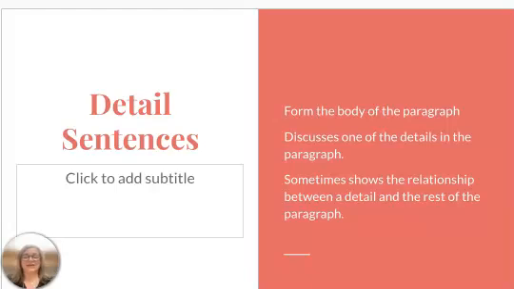All right, detailed sentences. They're going to form the body of the paragraph, just like we talked about. It discusses one of the details in the paragraph, and then it sometimes shows the relationship between the detail and the rest of the paragraph. And that's what we're going to go into now.